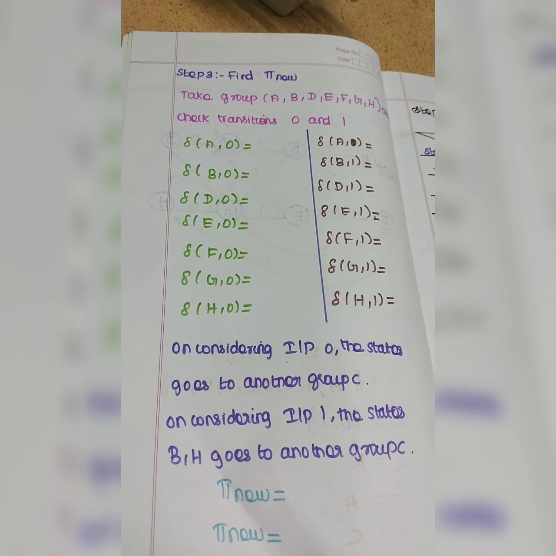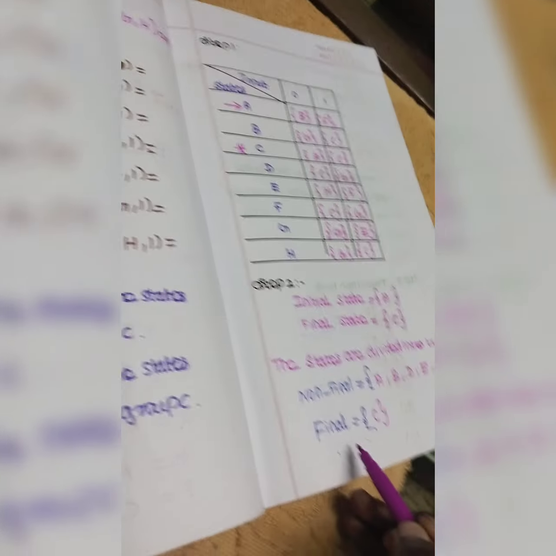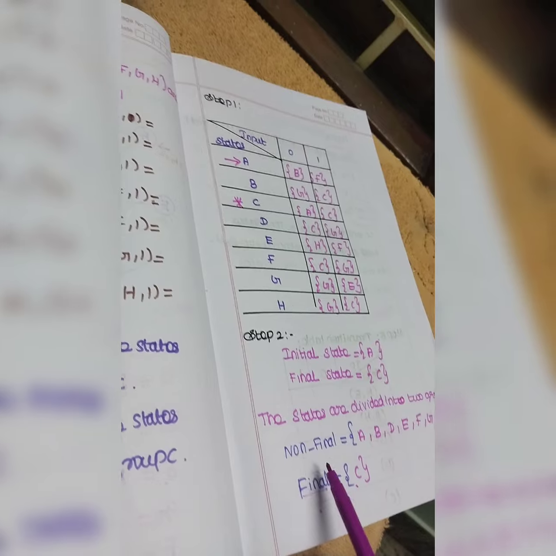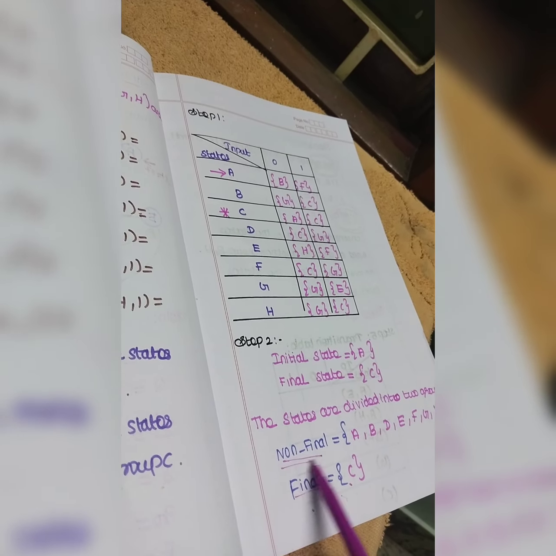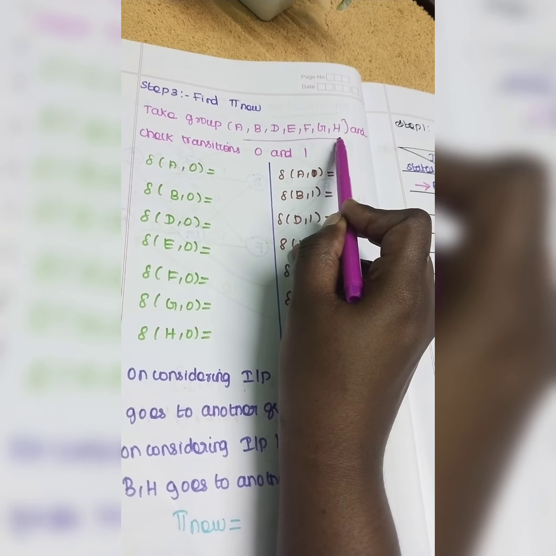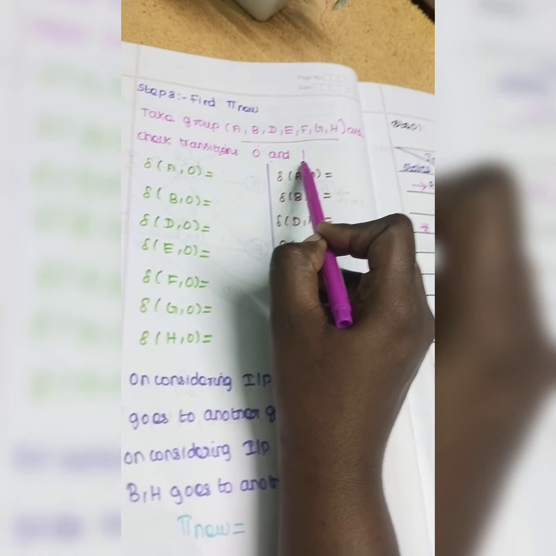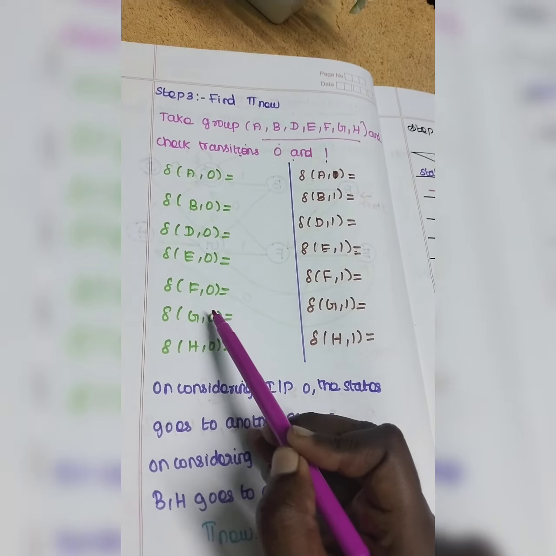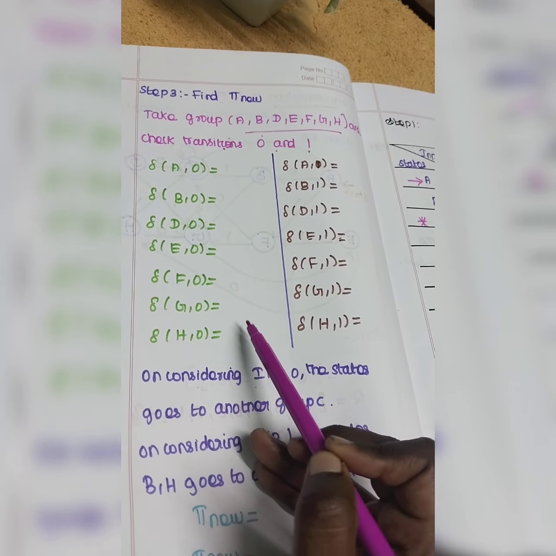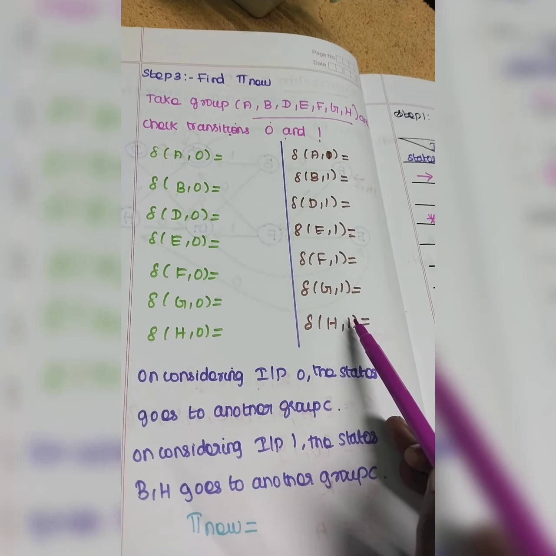Okay. Step 3 is to find the pi nu. It is a very easy step. So we already reached the final category. So in the third step, you have to process the non-final category. Take the non-final category and check their transitions with the inputs 0 and 1. First write all the non-final category with the input 0 and process it, and again all non-final category with the input 1.